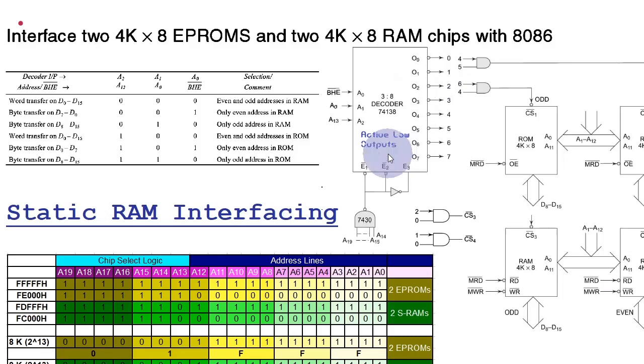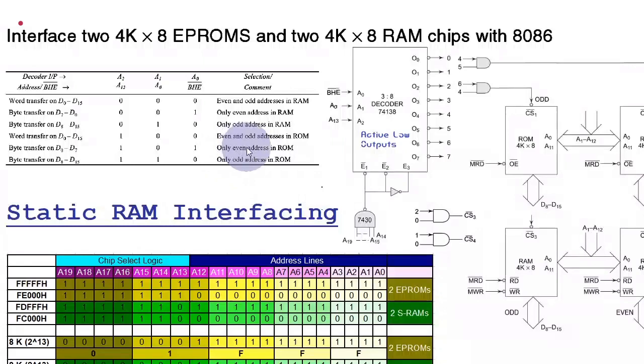Now, to generate the chip select signal for this even ROM, you see that you have got a signal which is ANDed from outputs 4 and 5. So 4 will be 100 and 5 will be 101. So let us see the 100 and 101 combinations here. In only these two combinations, you can see that ROM is selected. Even and odd addresses in ROM, and only even address in ROM. So if you want to select even addresses in ROM, only these two combinations are valid.